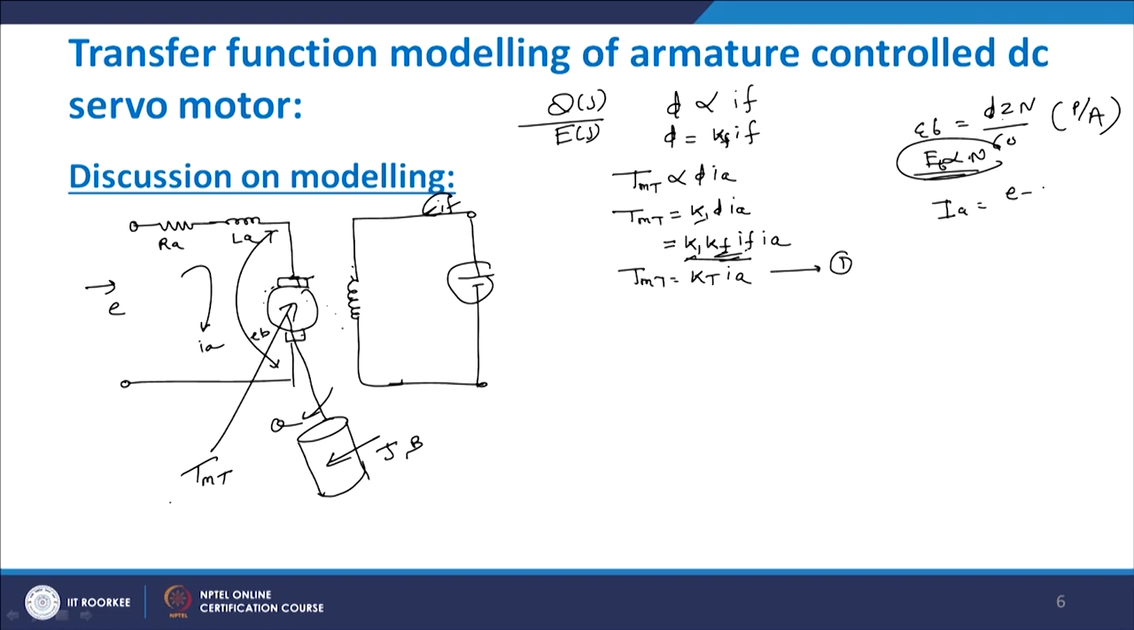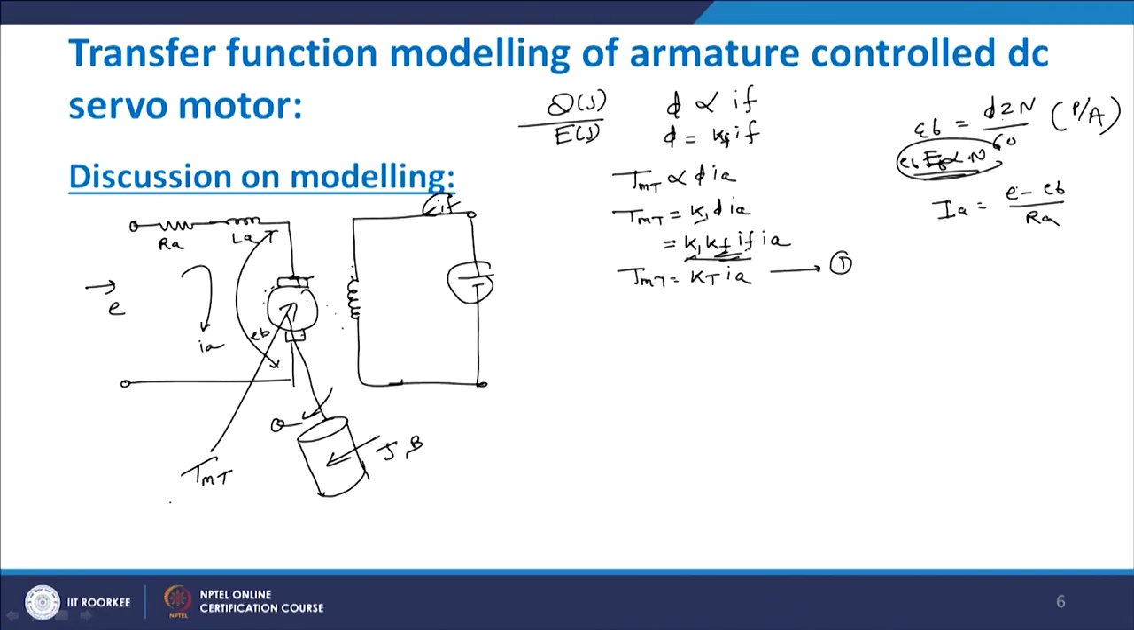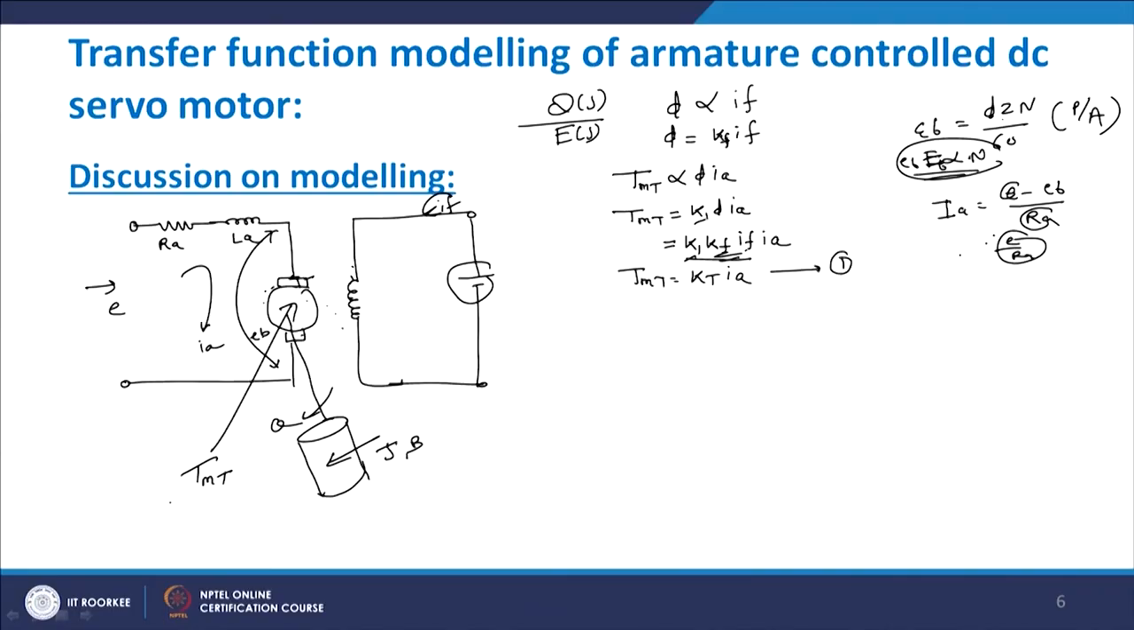And what is the important role of EB? The important role of EB is in the initial current. In any motor, the initial current I equals E minus EB, divided by RA. So, if you start the motor, what happens? When you start the motor, speed is very low. So, when the speed is low, what is EB? Because EB is proportional to speed, EB is also low, and the current is E by RA, which is quite large. But as the motor gathers speed, EB increases and the armature current decreases. So, EB in this case is just like a starter, it controls the armature current.